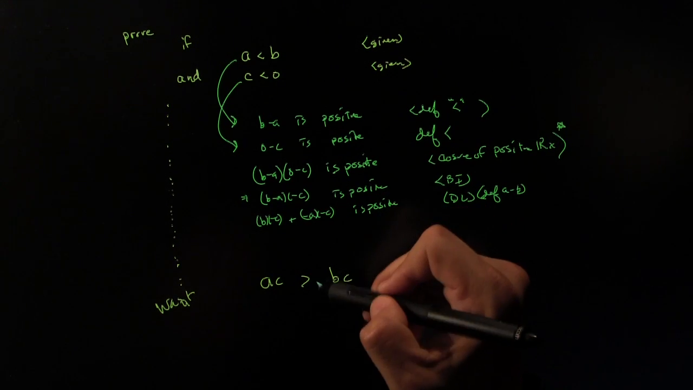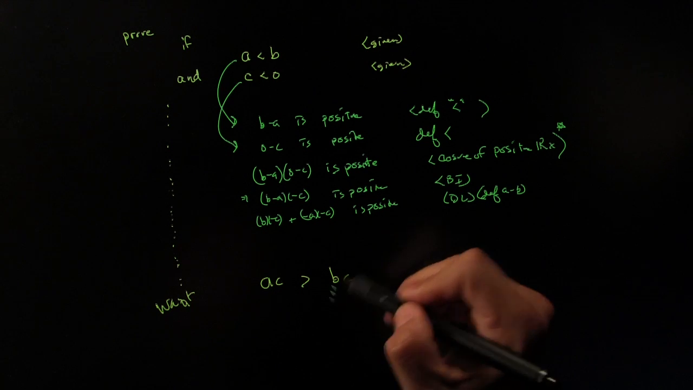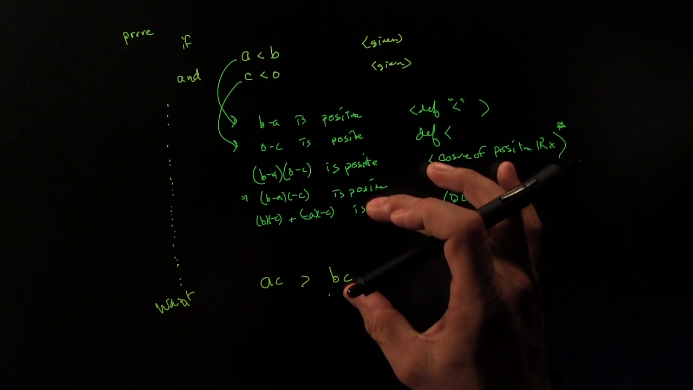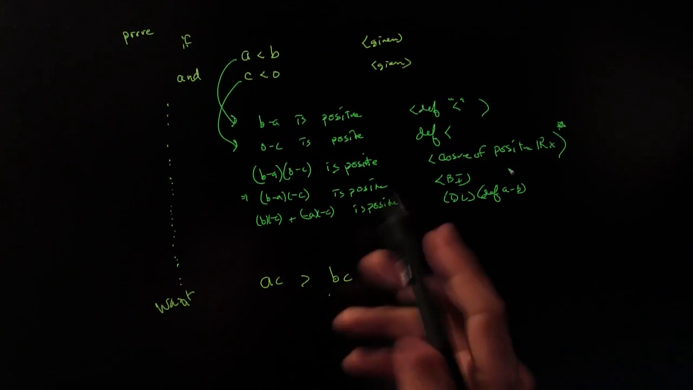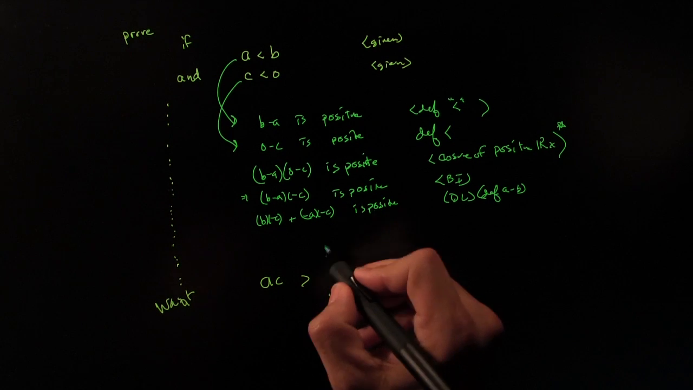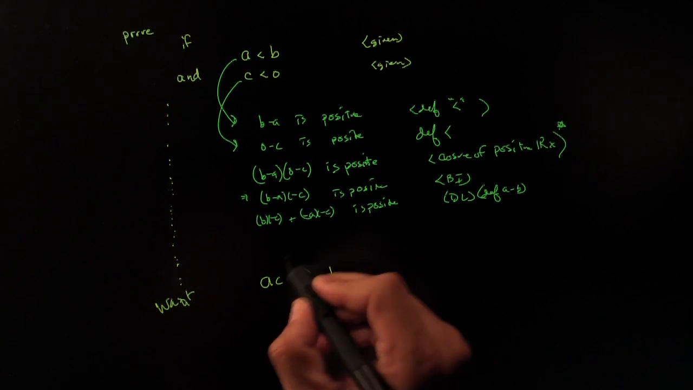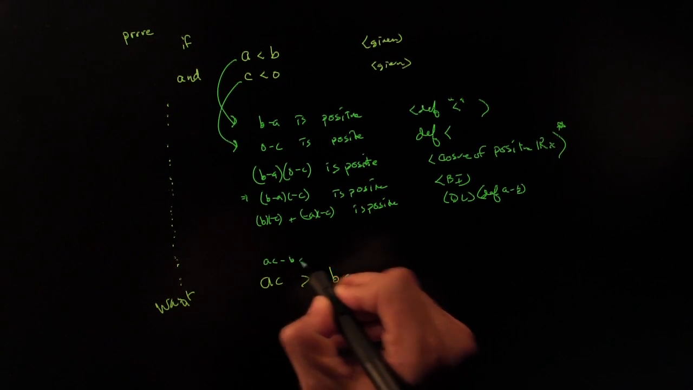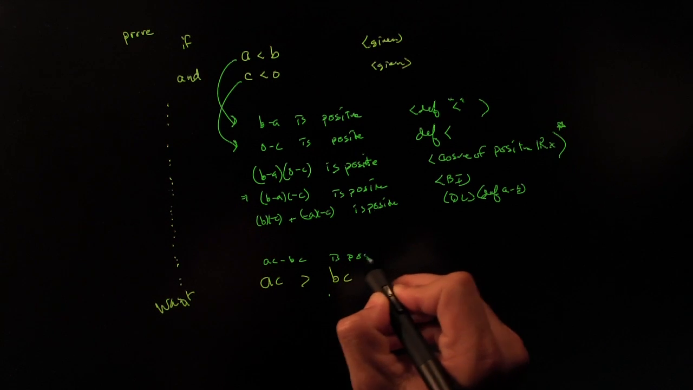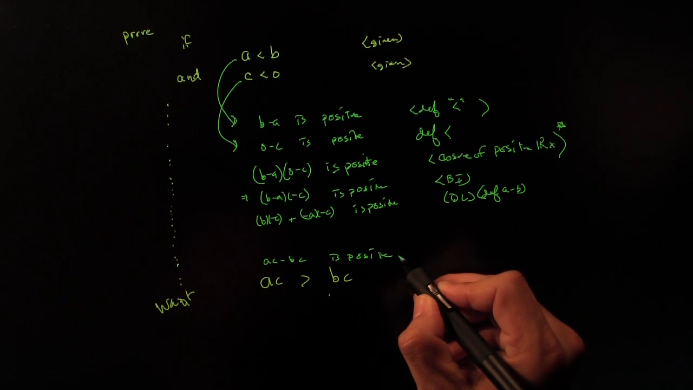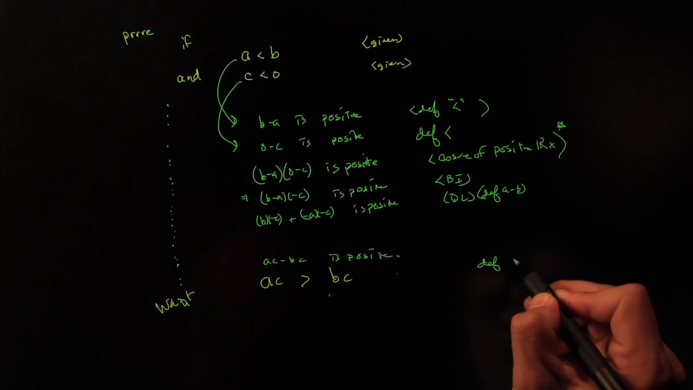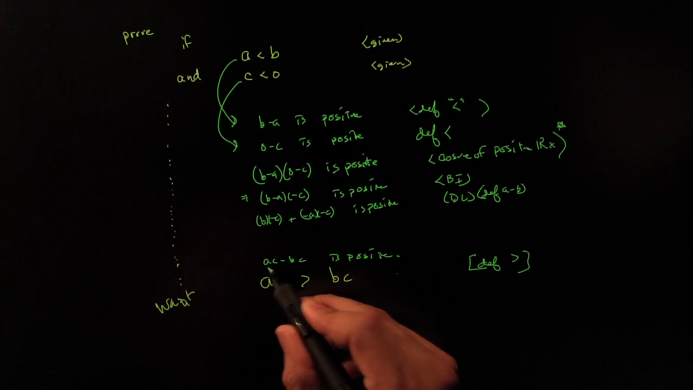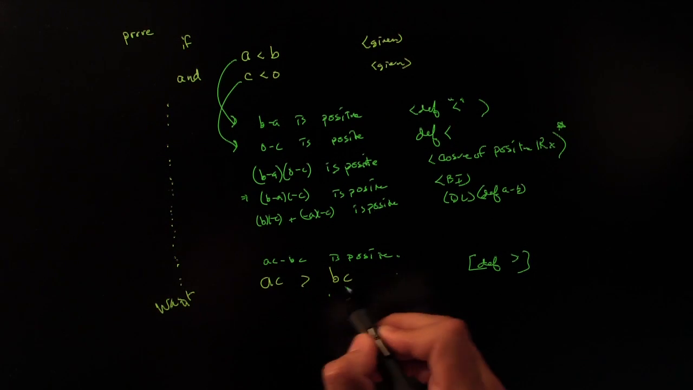Now we're here, we got to get there. We're here, we got to get here. What would be a good way to narrow this distance? Well, let's see. The definition of AC is greater than BC would be to say that AC minus BC is positive. So if I could get from here to here would just be the definition of greater than, and I'd be done. Right? If I can show that AC minus BC is positive, that means that AC had to be bigger.